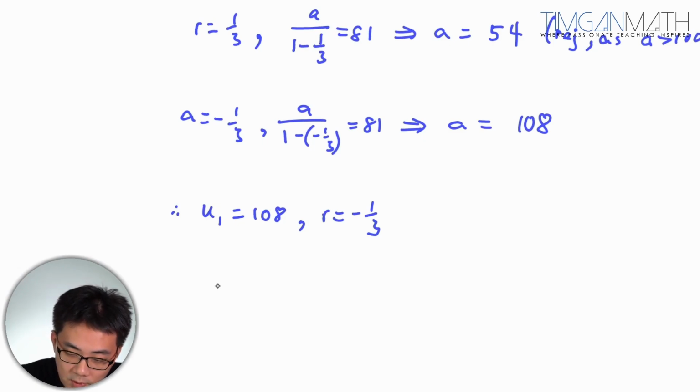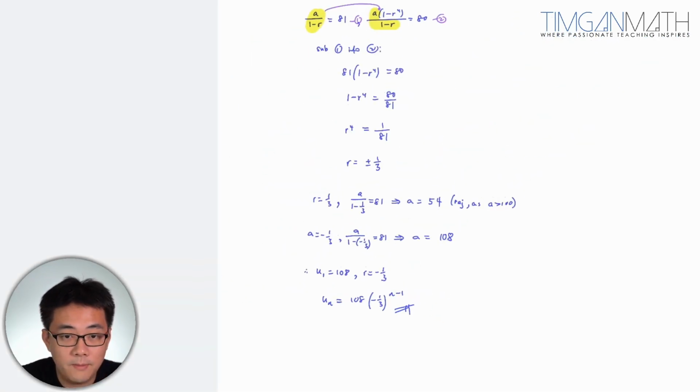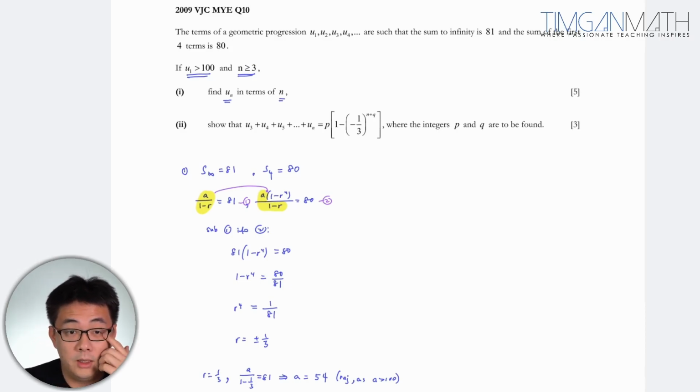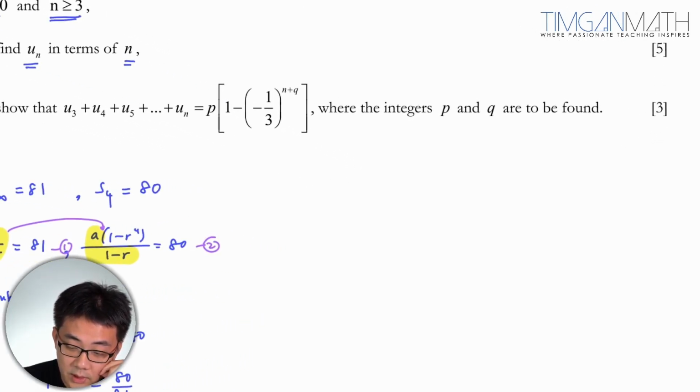So Un will just be 108 times negative 1/3 to the power of n minus 1. Okay, that's how you do this question proficiently. Let's look at the second part. I think the n bigger than 3 may relate to the second part. Show that U3 to Un is given by this expression, where the integers are to be found.